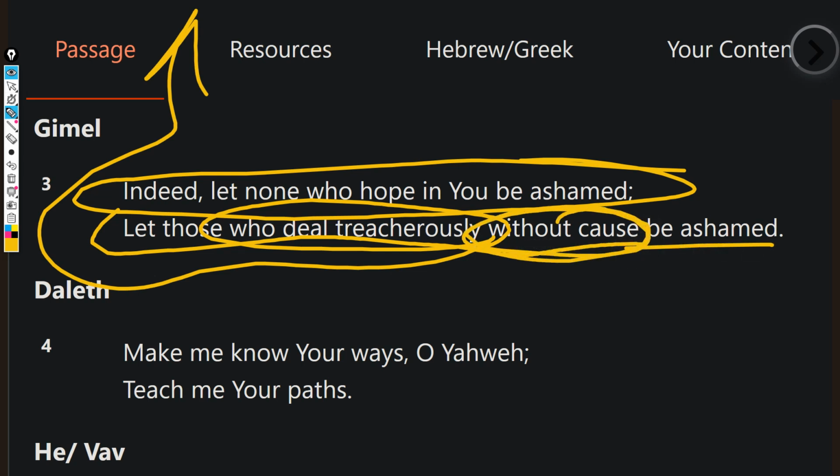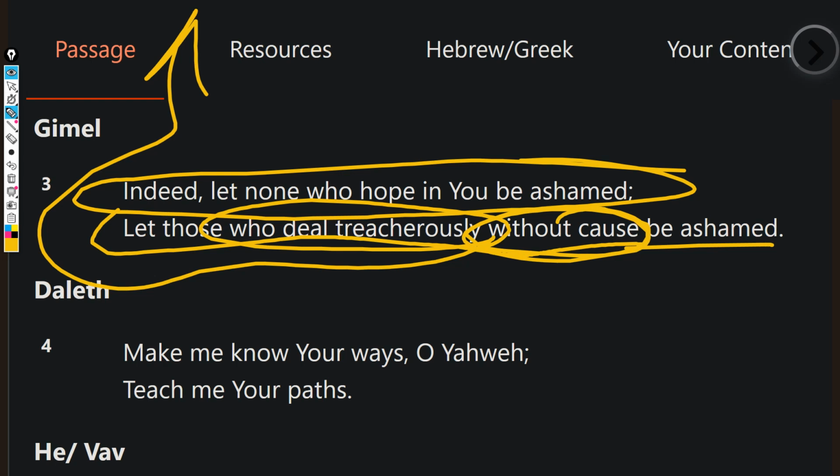"...without cause, be ashamed." So God, there are the weak people, there are the strong people. The strong that are against the weak, and that's a different thing. You can be strong in Christ, but there are weak people and there are strong people. There are people who specifically have faith in God. Those who do not have faith in God are the enemies.